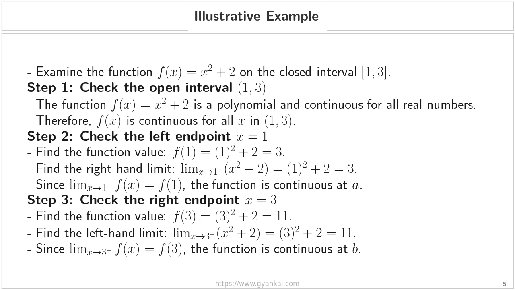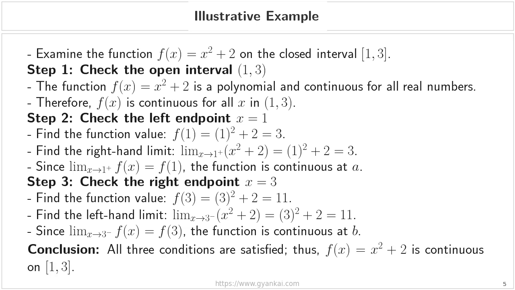Step 3 is to check the right endpoint, where x equals 3. First, we find the function value. F of 3 is 3 squared plus 2, which equals 11. Then, we calculate the limit as x approaches 3 from the left. This limit also results in 11. Since the left-hand limit equals the function value, the function is continuous at the right endpoint.